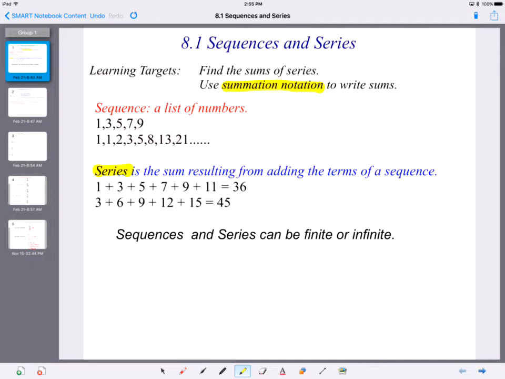Now, series and sequences can be finite, which means they do end. For example, 1, 3, 5, 7, 9, n. That's a finite sequence. Or we can have infinite, and infinite means they go on. You can see the dots at the end here that indicate that the sequence goes on forever. So we'll be looking at both of these, sequences and series, today.